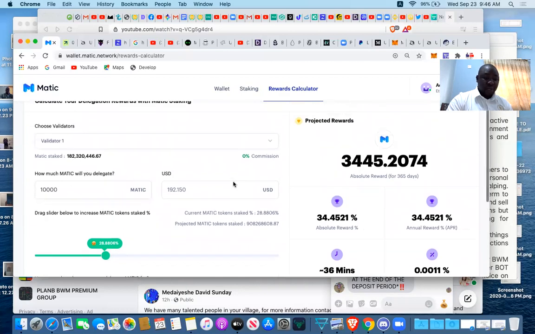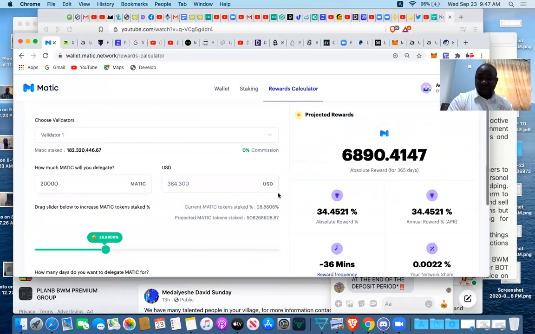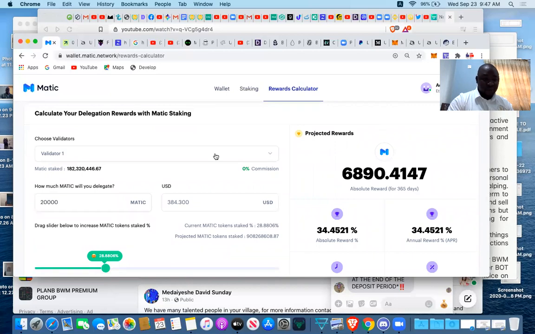All right. So you can see, okay, what if I'm putting 20,000 Matic? What will it cost me? What is the dollar value? I think it does show dollar value somewhere. Oh, okay, $384 to buy 20,000 Matics. It's telling you that what you accrue will be 6,890 Matic for 365 days, which is very, very okay.